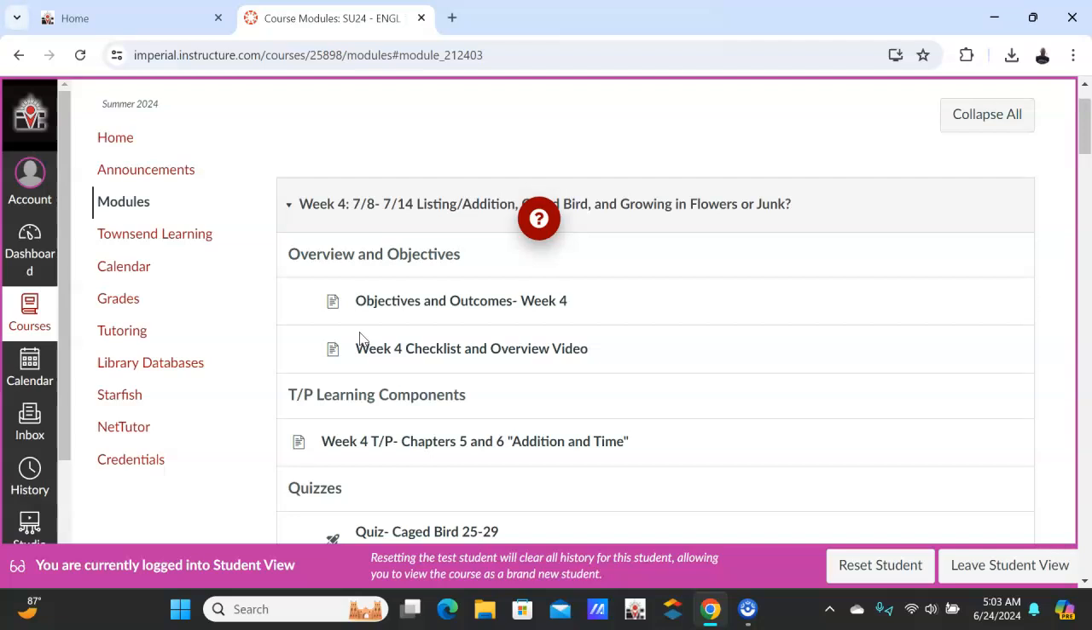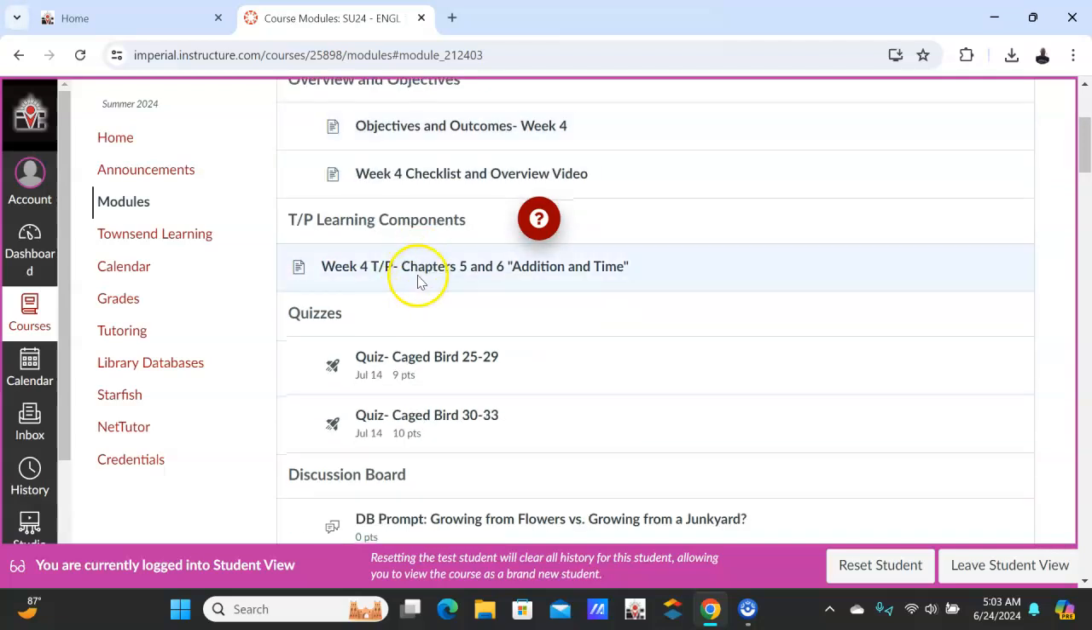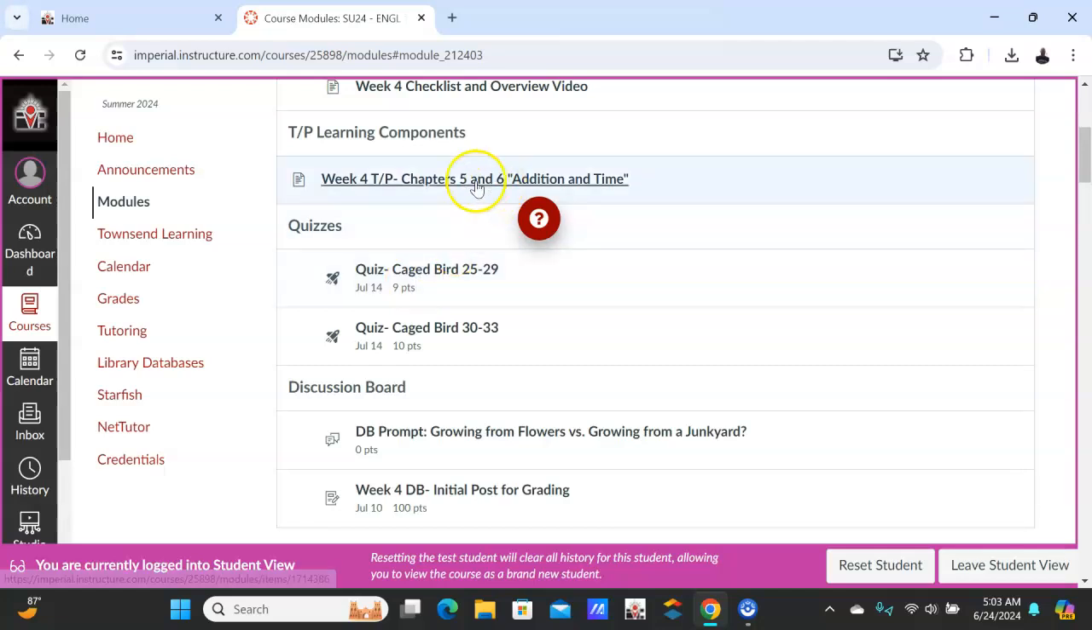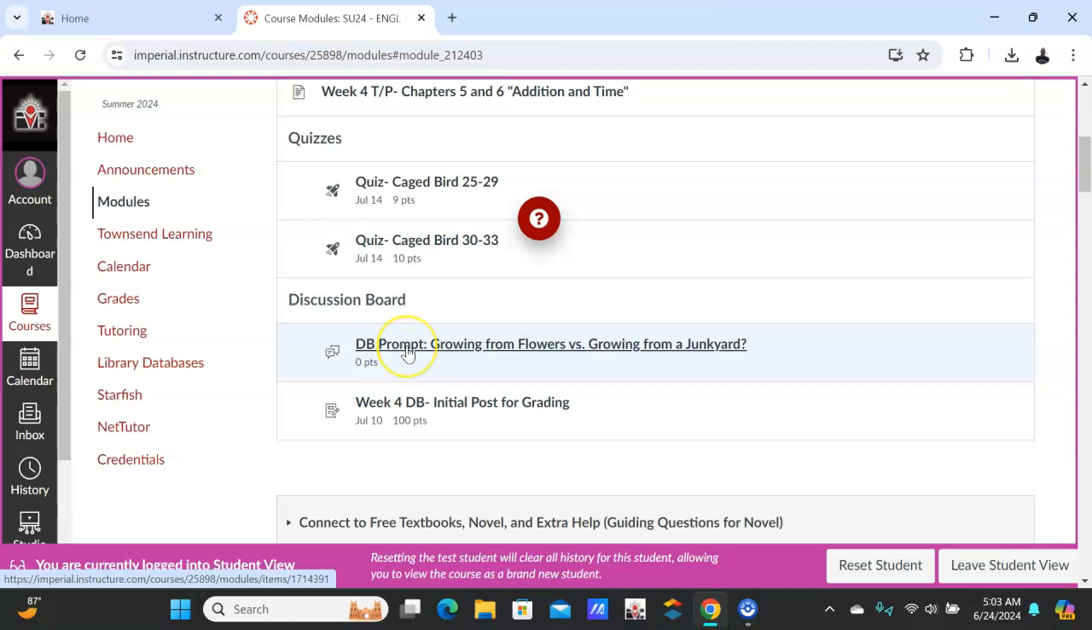All right, so objectives, outcomes, Townsend Press. Obviously, that's due by Sunday. Quiz, Cage Bird by Sunday. The discussion board prompt, the original prompt is due July 10th. These here, your other 4 responses need to be done by July 14th as normal.